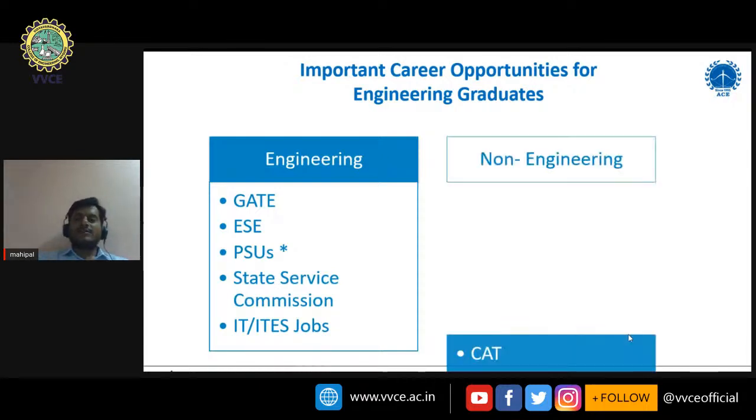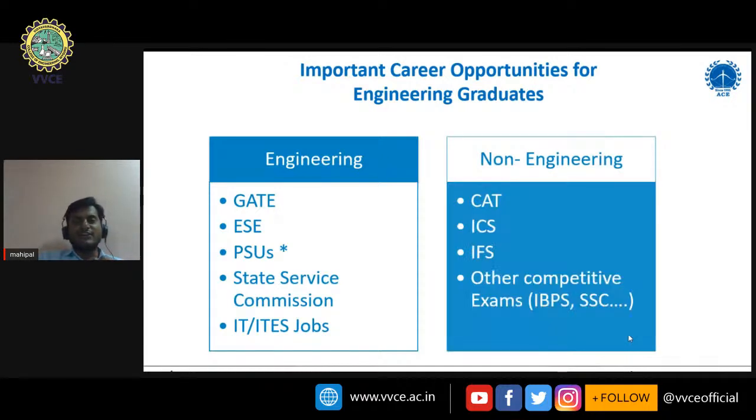Now, if you think I have learned enough engineering, and let me focus on some other areas where I need to improve, you have got the CAT examination to get into management programs. You can work on civil services to enter into administrative and allied services. You have got foreign service, forest service, IBPS, Institute for Banking Personnel Selection, Staff Selection Commission, RRB. Like this, around 30 to 40 various career opportunities are available for engineering students.